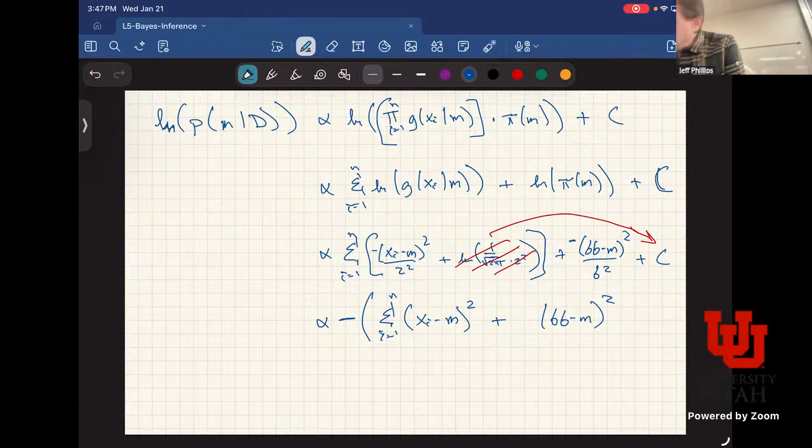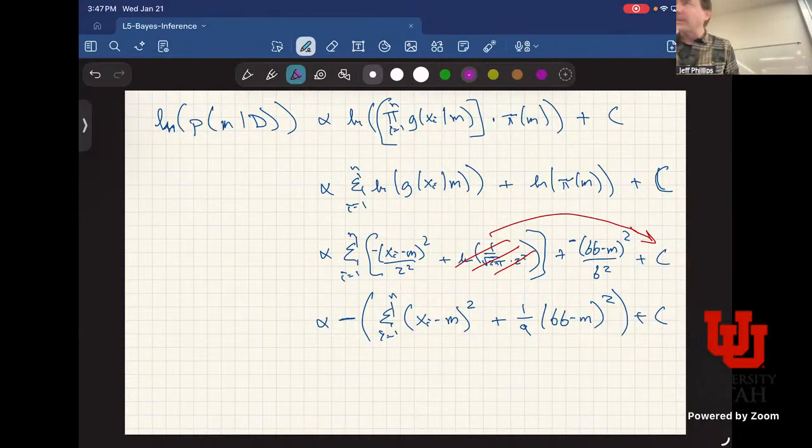What I'm going to turn this into is a 1 over 9 plus some constant c. Okay. So how did I get this 1 divided by 9? How did I get that? Where did that come from?